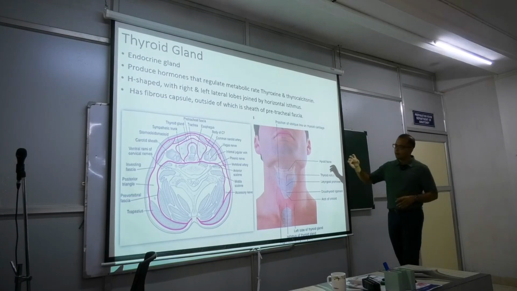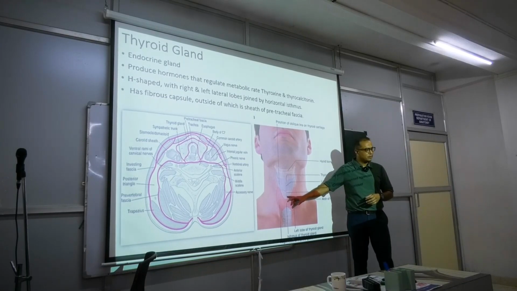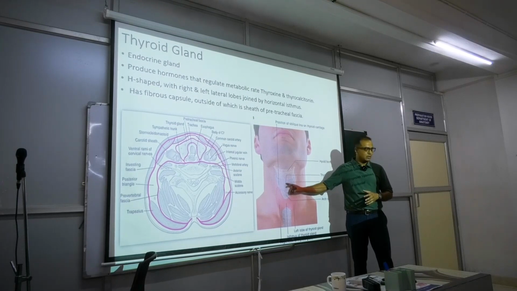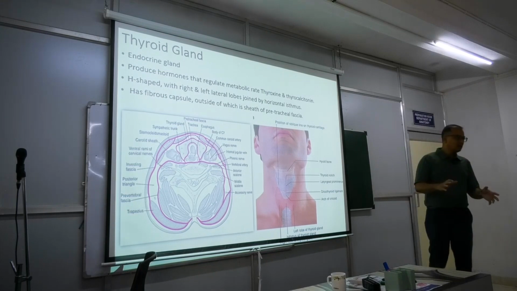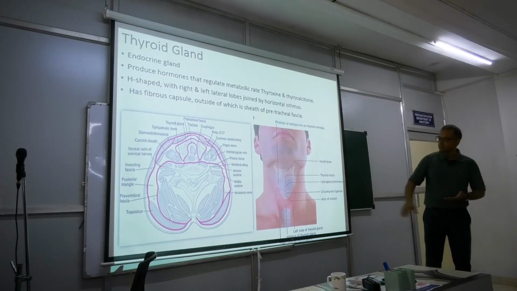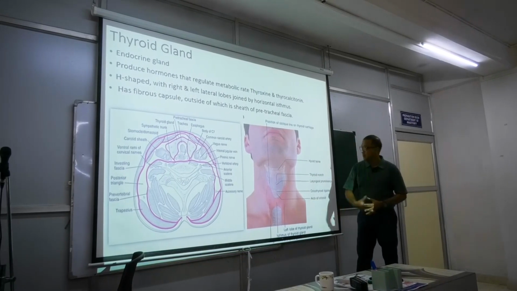And that particular remnant or element of this capsule, which extends from the thyroid gland to the thyroid cartilage, we call the ligament of Berry, which is not really a ligament, but a fascial extension extending between the thyroid gland and the thyroid cartilage.